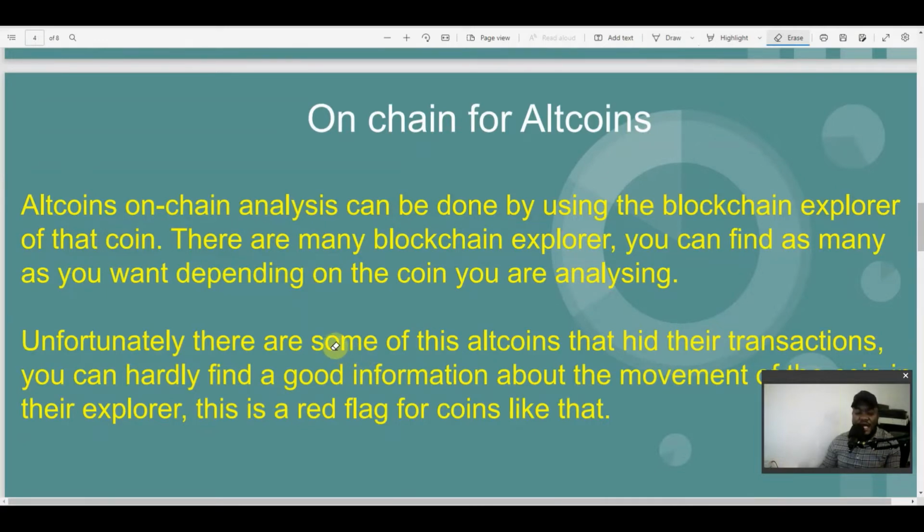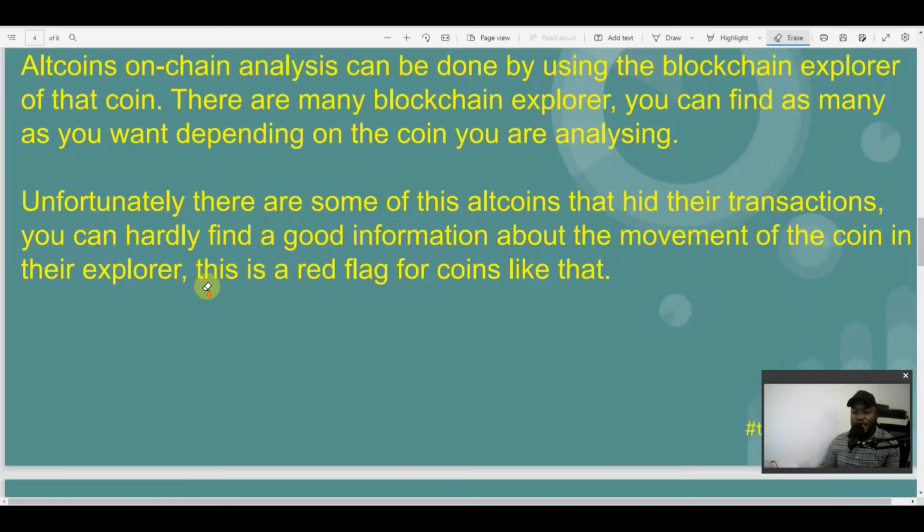Even BscScan was built by the same people that built Etherscan. So that's why you can also do on-chain analysis on different types of altcoins using Etherscan. There are many blockchain explorers. You can find as many as you want, depending on the coin you are analyzing.